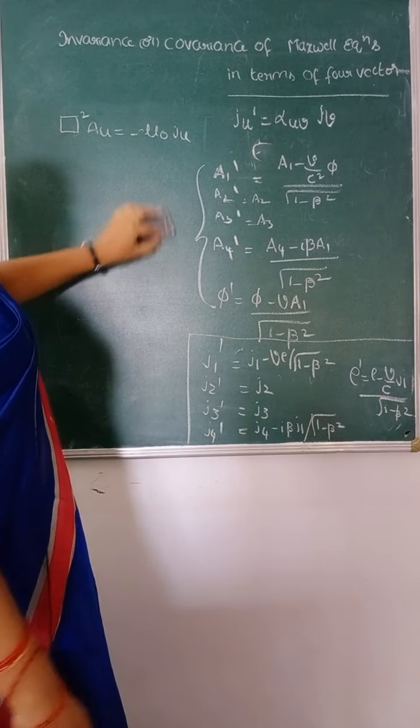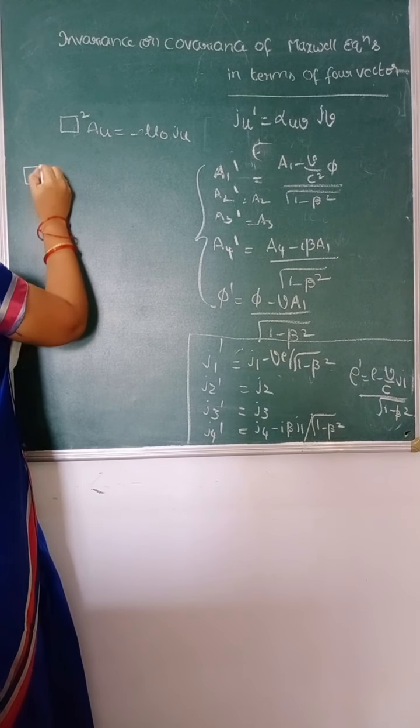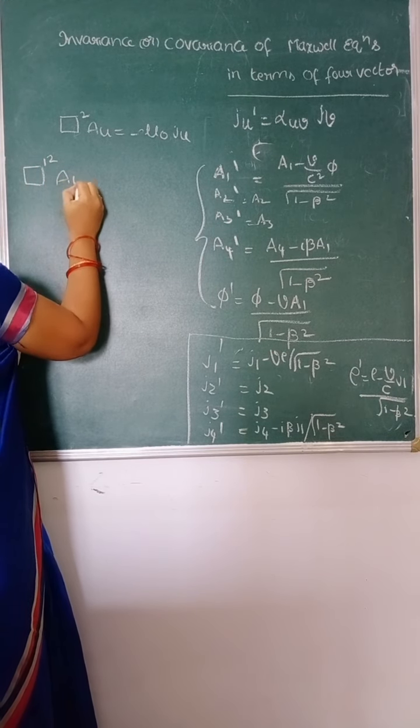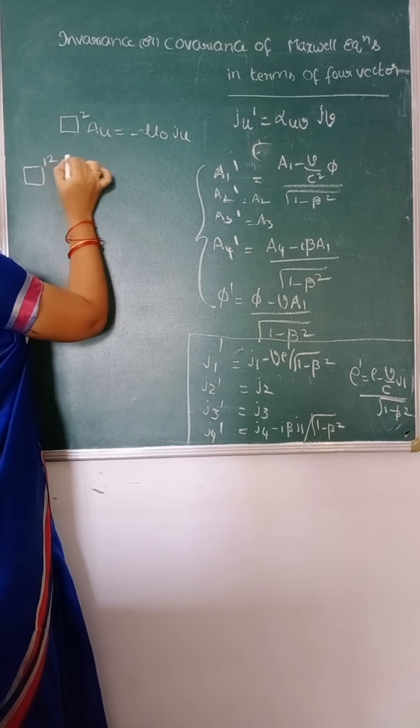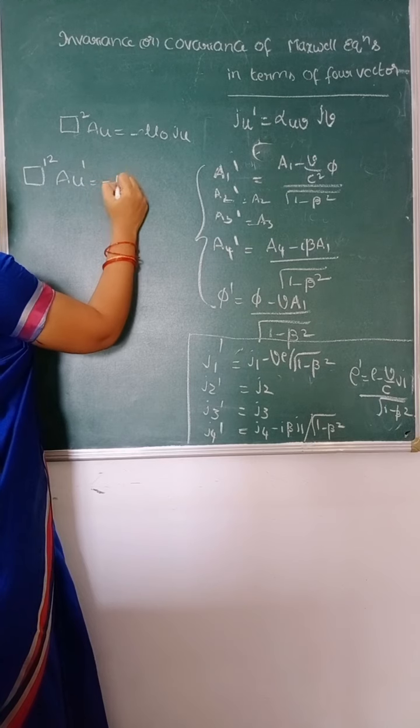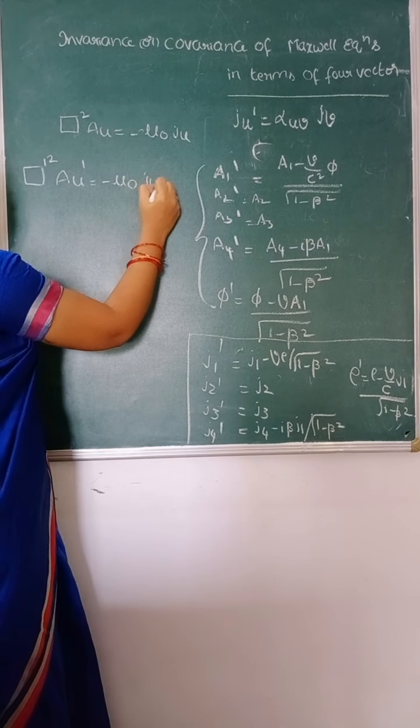Then, first, del square A_mu is equal to minus mu naught J_mu. Our aim is del dash square A_mu dash is equal to minus mu naught J_mu dash.